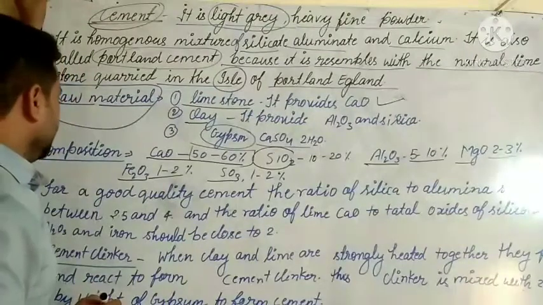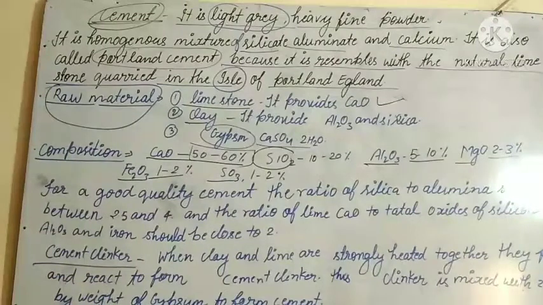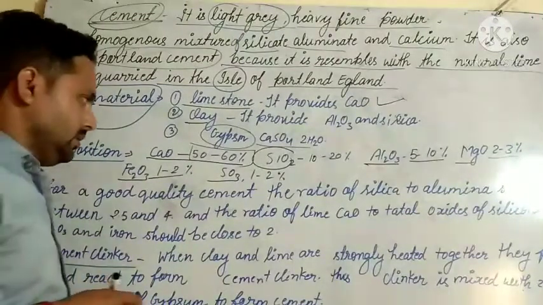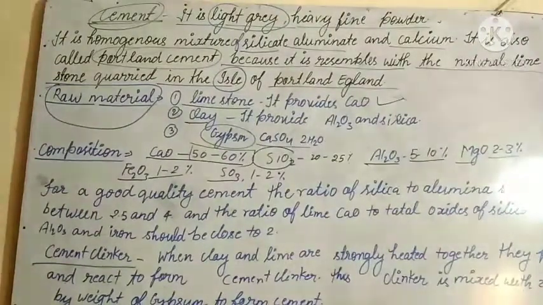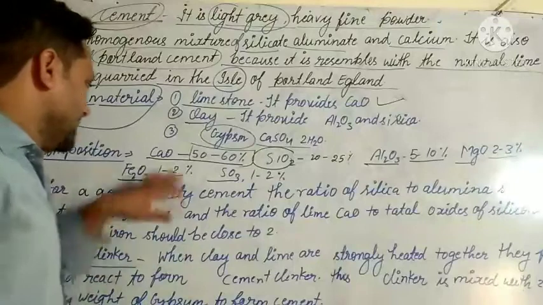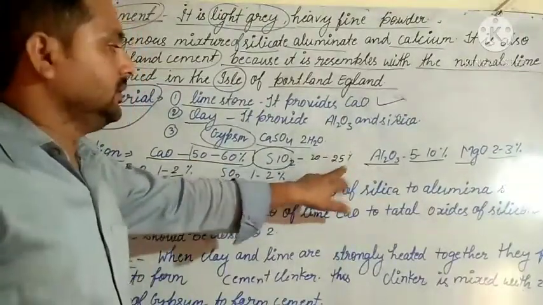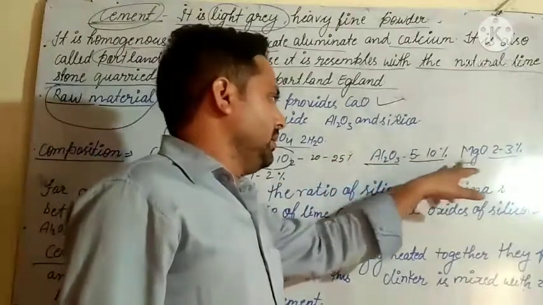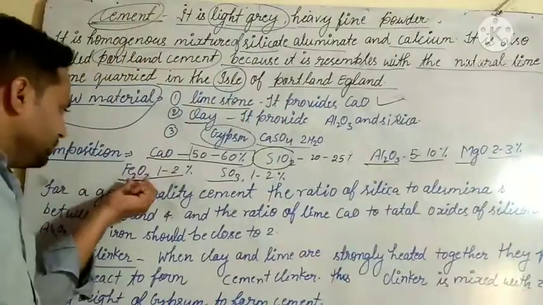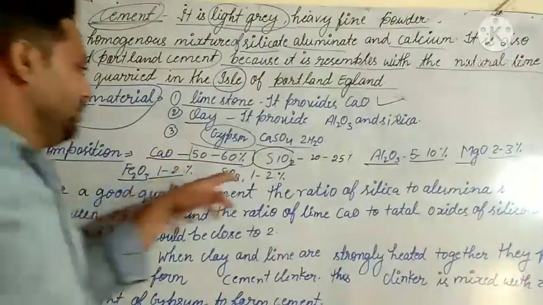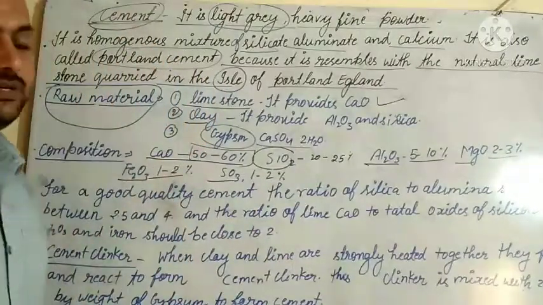Okay, so this is the composition of cement. Let us see the composition one more time. Calcium oxide 50 to 60%, SiO2 20 to 25%, alumina 5 to 10%, magnesium oxide 2 to 3%, Fe2O3 1 to 2%, SO3 1 to 2%. So these are the compositions of cement.